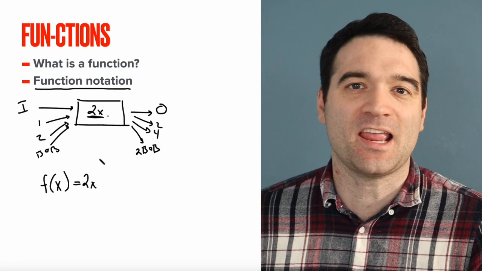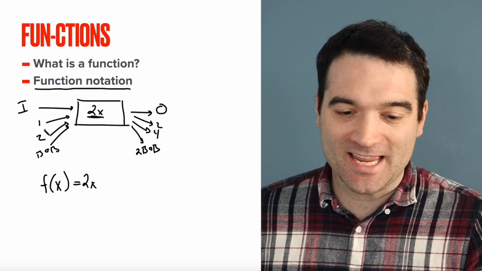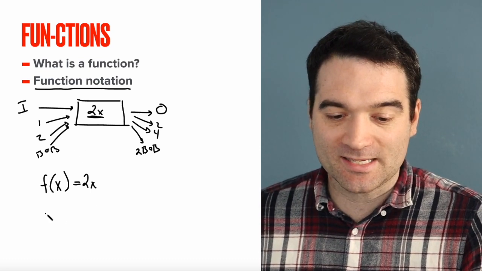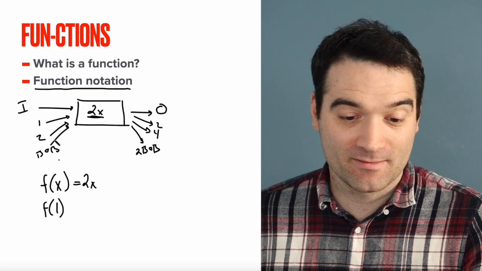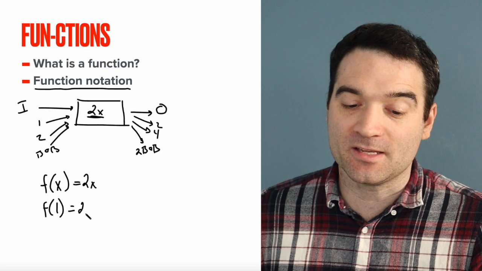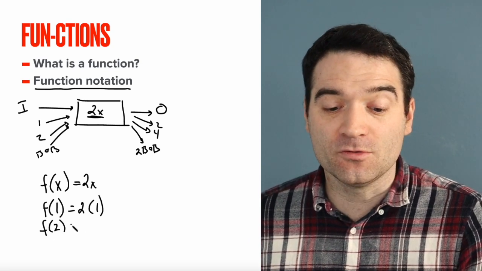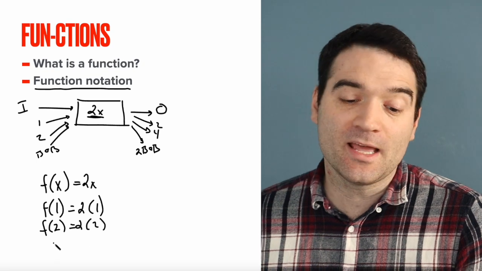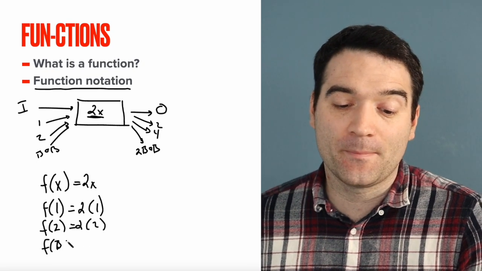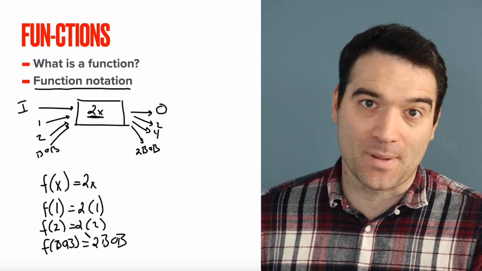It's the same thing. The way that I notate each test here, though, is I say f of 1 if I'm plugging in 1. So if I'm plugging in 1 for x, then I would rewrite this as 2 times 1. If I'm plugging in f of 2, then it's 2 times 2. And if I'm plugging in f of Bob, then of course it's 2 times Bob.